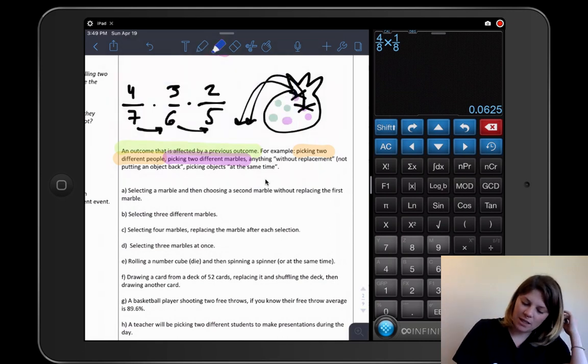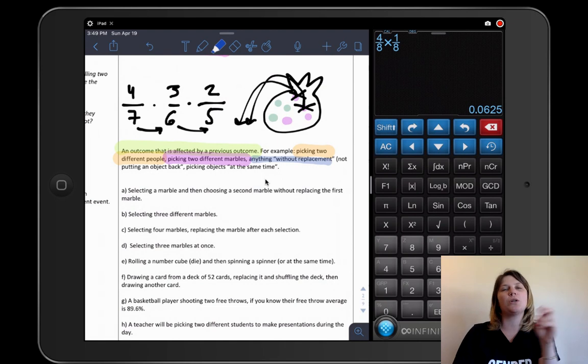We have anything without replacement. So if you see the word without replacement, it means the same thing as picking different items.